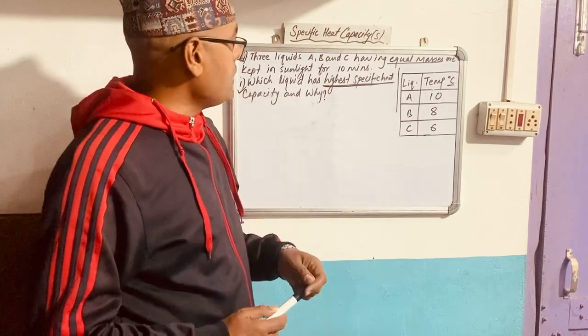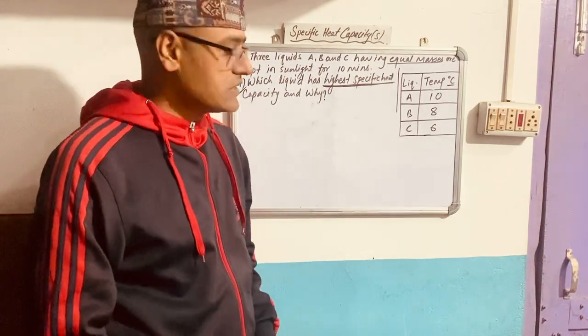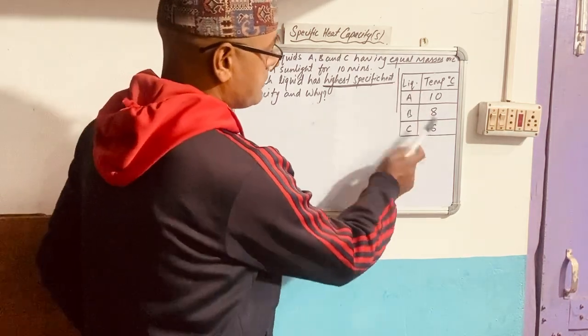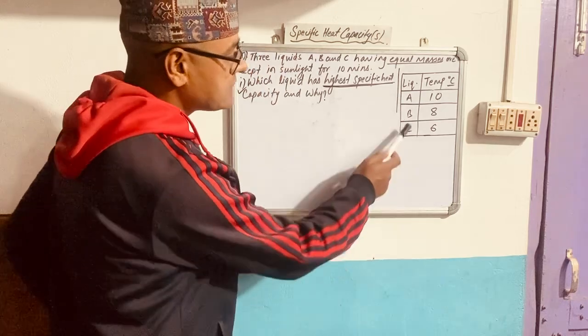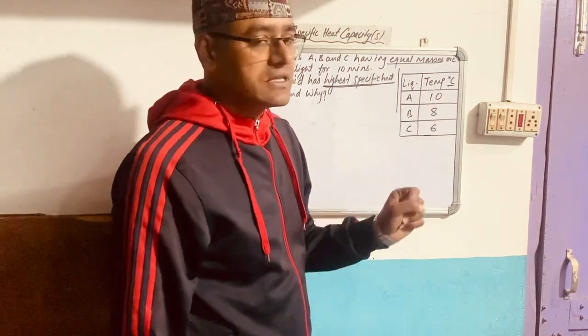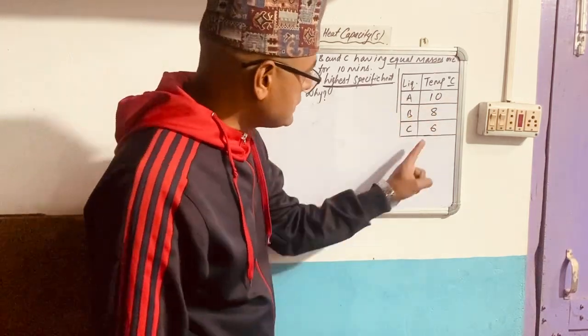Three liquids A, B and C having equal masses are kept in sunlight for 10 minutes. The rise in the temperature in those three liquids A, B and C is given in the table. A 10 degree, B 8 degree and C 6 degree centigrade.